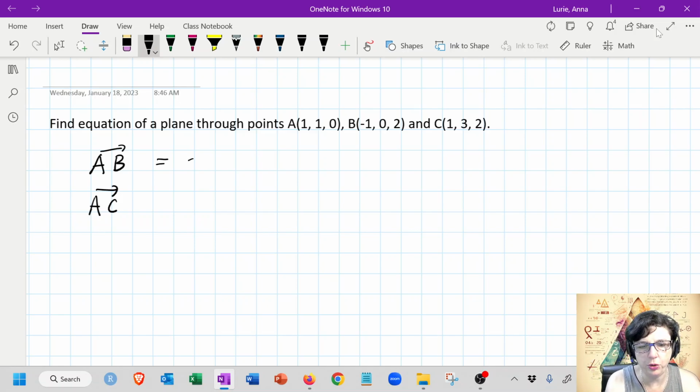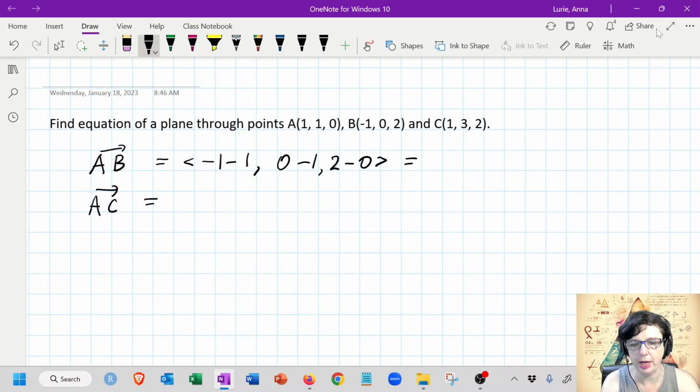So you have to find this vector. So AB, how do you find it? Well, we're just going to subtract the components, right? So it'd be negative 1 subtract 1, and then 0 subtract 1, and then 2 subtract 0. So that will give me negative 2, negative 1, 2. Okay, so that's one vector. The second vector will be, for example, AC. You can do BC, you can do whichever one you want, as long as it's not parallel to AB. It's not going to matter on the answer. Okay, so this will be 0, because 1 minus 1 is 0. 3 minus 1, that's 2, and then another 2.